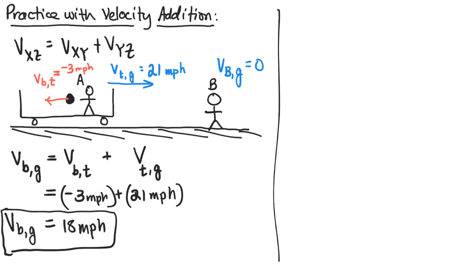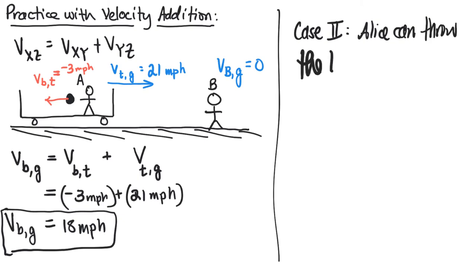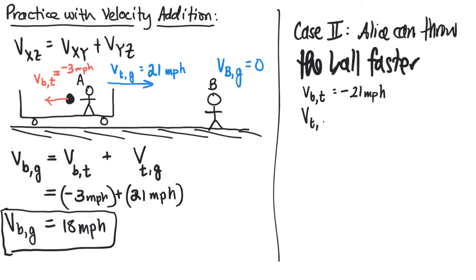So let's play that out. Let's say case 2, Alice can throw the ball faster. And we can be more quantitative than that. We can say the V ball relative to the train can be 21 miles per hour. And let's say she throws it to the left. And if the train is moving at the same speed it was before, we have VTG of plus the same speed of 21 miles per hour.